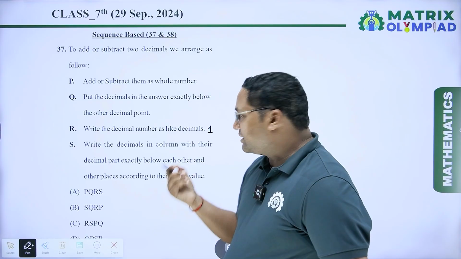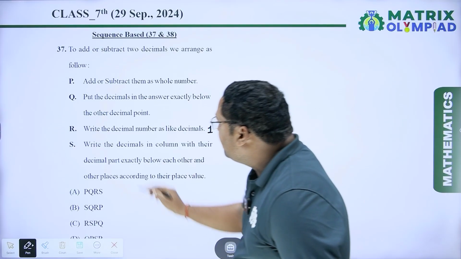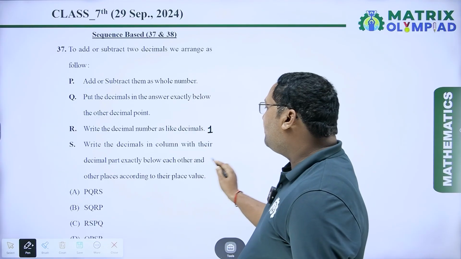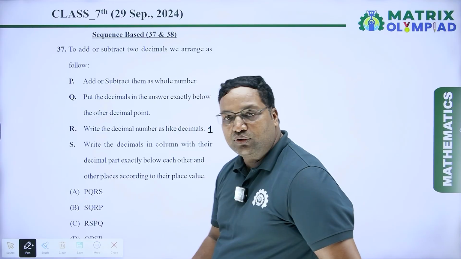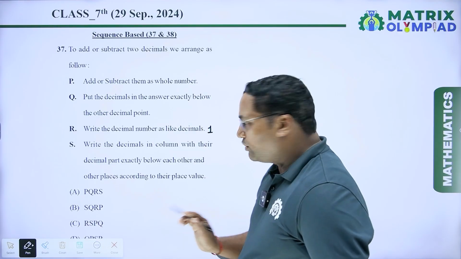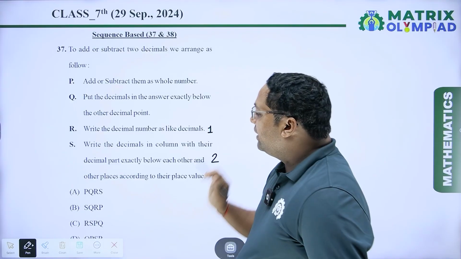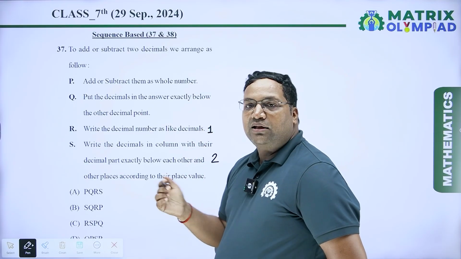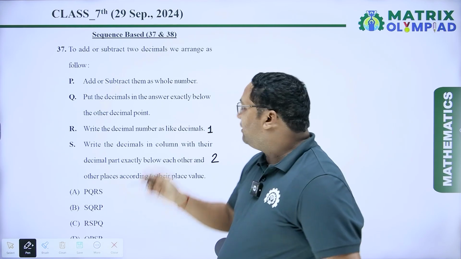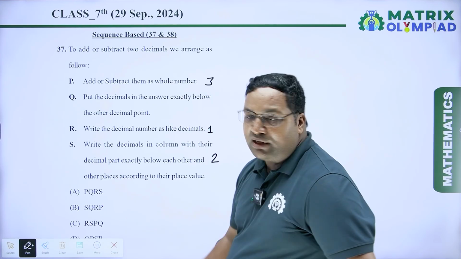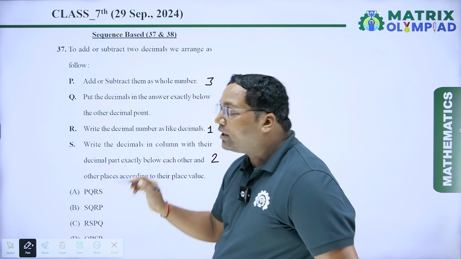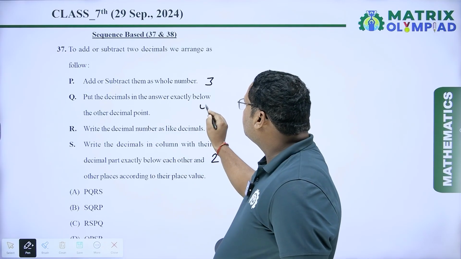First we have to write the decimal values. Second is to write the decimals in a column with their decimal points exactly below each other and other digits according to their place value, right? So it is the second step. Third is add or subtract them as whole numbers. If the question is for addition, we have to add. So the third step is P. And the fourth step is to put the decimal in the answer exactly below the other decimal point. So this is step number 4.